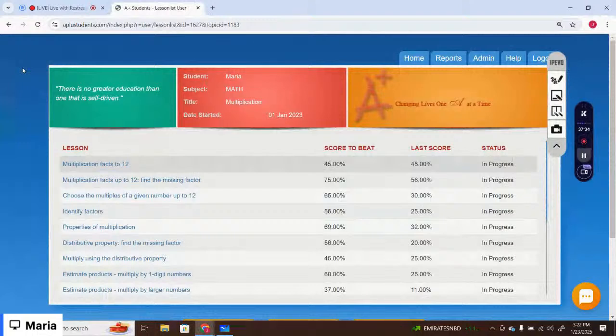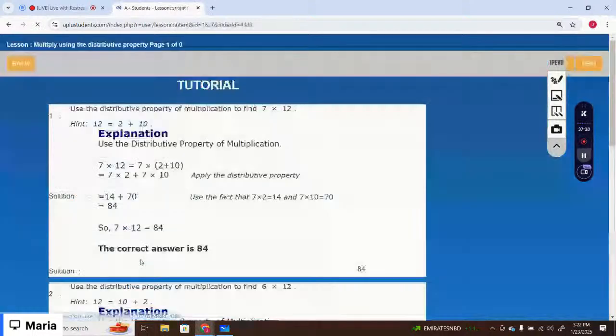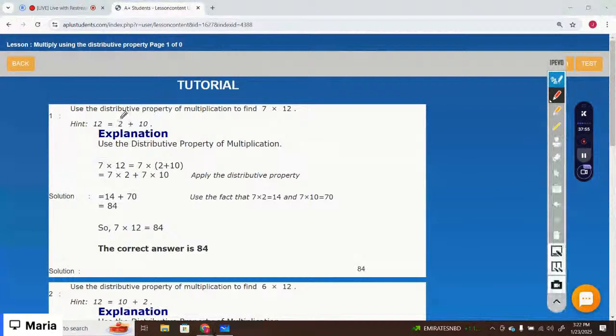The next one is multiply using the distributive property. Use the distributive property to multiply 7 times 12. For bigger numbers, that is easy if you use the method to multiply using the distributive property. For example, you are given the hint, right?